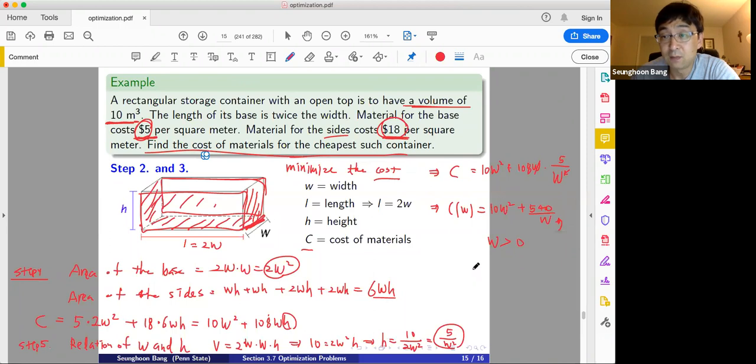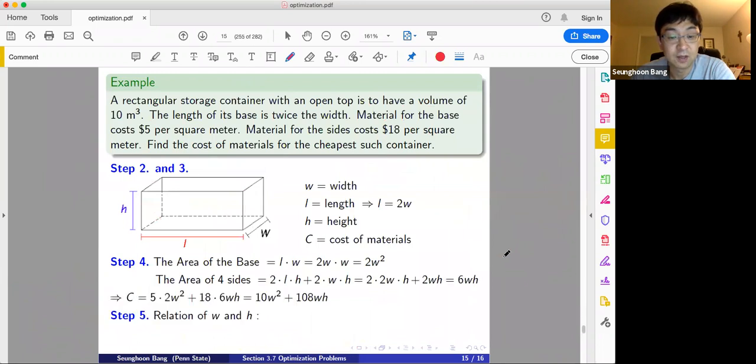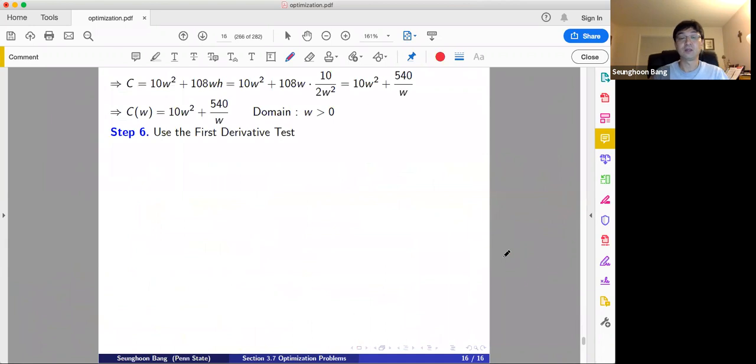So what is the main problem? Minimize the cost. How can you minimize the cost? We can use the closed interval method, the first derivative test, or the second derivative test. The closed interval method is impossible, because the domain is only the open interval from 0 to infinity. So we cannot use the closed interval method. I'm going to use the first derivative test.